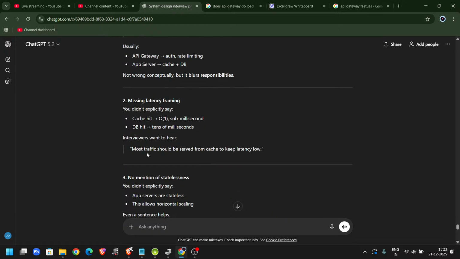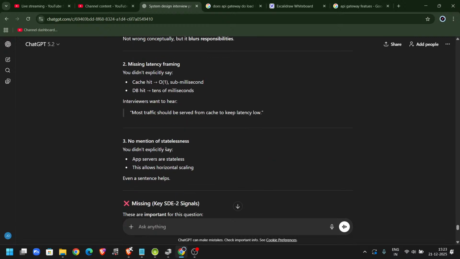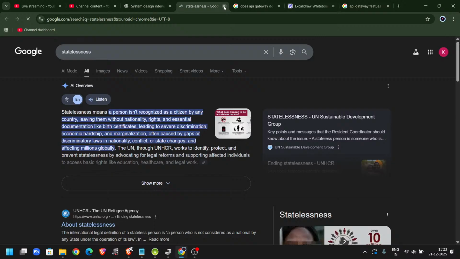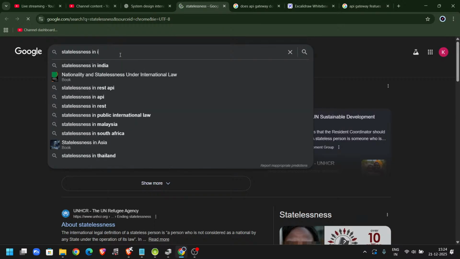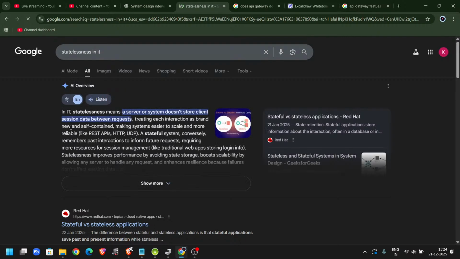Most traffic should be served from cache to keep latency low. No mention of staleness. What is staleness? Old data, right? In IT. Okay.